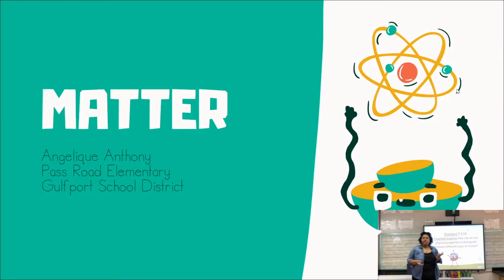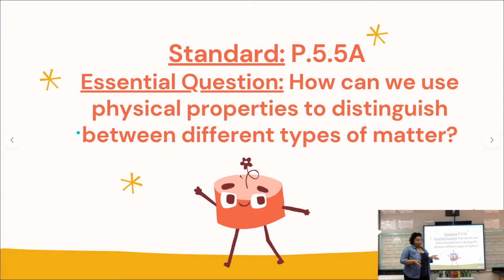So before I get started and really get going into my lesson, I always like to look at the standard and the essential question. The essential question is just what we want to keep in our mind and be able to answer by the time we get to the end. So our standard is P.5.5A, and our essential question is how can we use physical properties to distinguish between different types of matter.